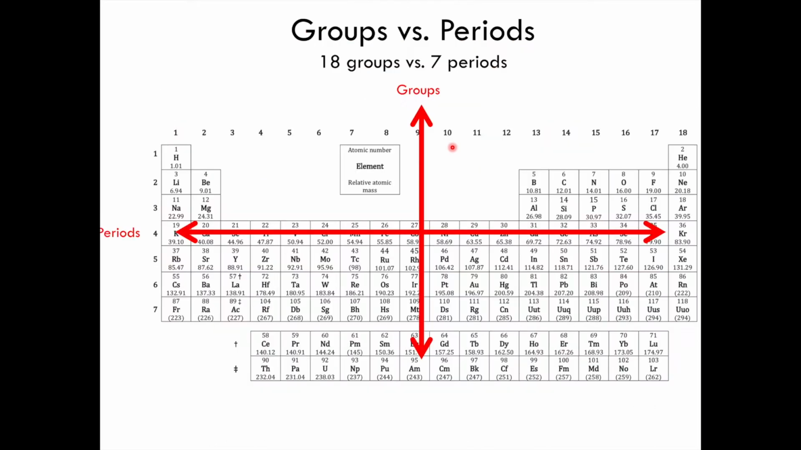All right. So they're organized by groups and periods. There are 18 groups and only 7 periods. Groups go up and down, and then periods go left and right. Now this is the periodic table found in your data booklet, and this is the one periodic table you could have on all 3 papers, all 3 exams, in every exam that you take in my class.